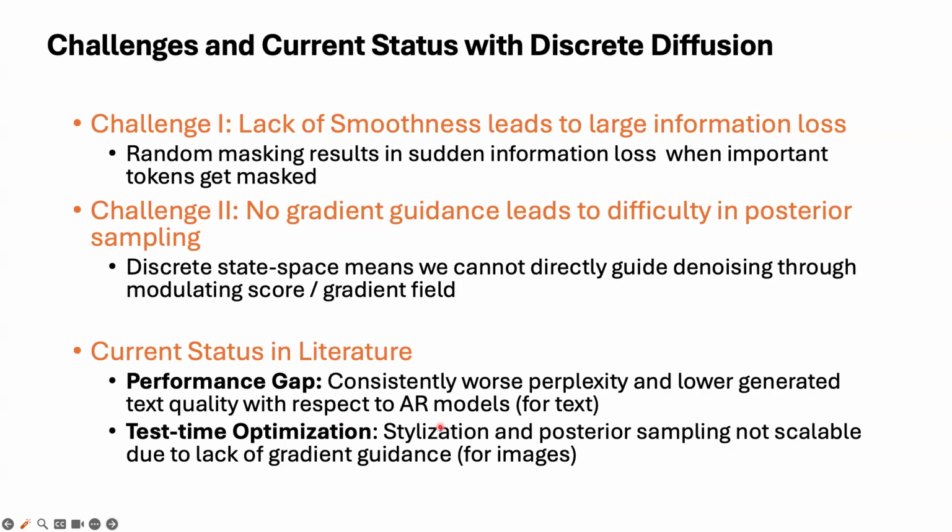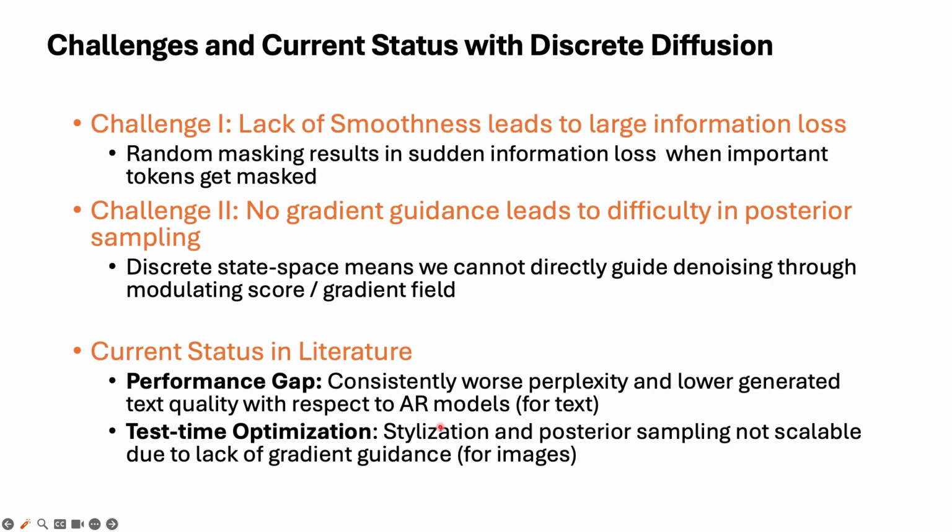The second issue is there's no gradient guidance. Discrete state spaces mean that you cannot use a score to guide your process in some latent space to actually do posterior sampling, because the notion of what a gradient means is not at all clear in this setting. And this lack of gradient actually makes posterior sampling at scale really hard.